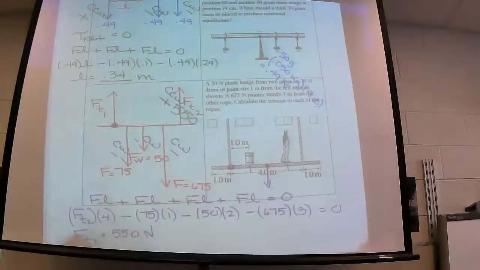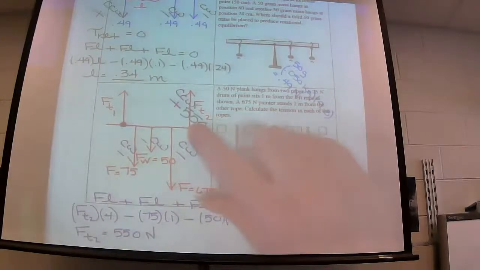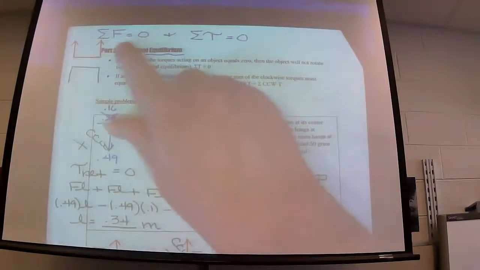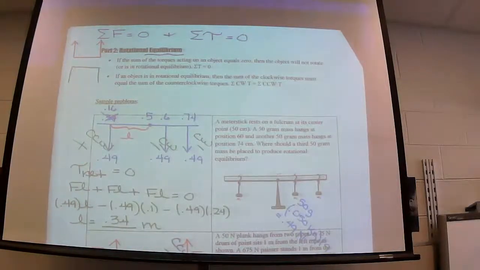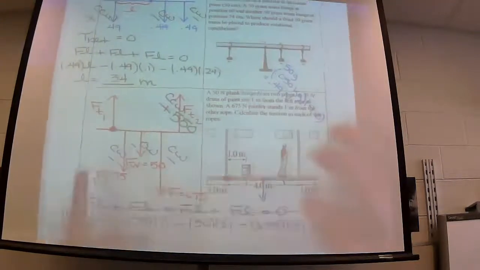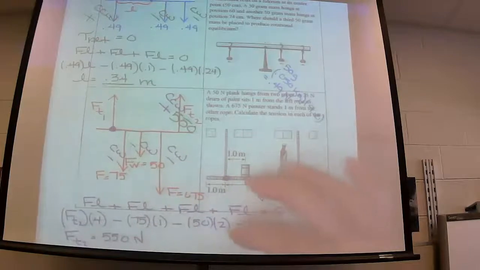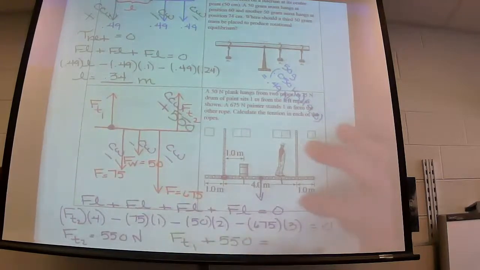Do you remember the secret of how to find FT1? You could repeat the whole problem and make this a pivot point. You could do that. It works. Or you could do this. The sum of the forces equals 0. That means the positive x things equal the negative x things. There's no x things in this picture, but there are y things. The up things have to equal the down things. How many down forces do we have? 1, 2, 3. Add those up. FT1 plus 550 has to equal all of those downs.